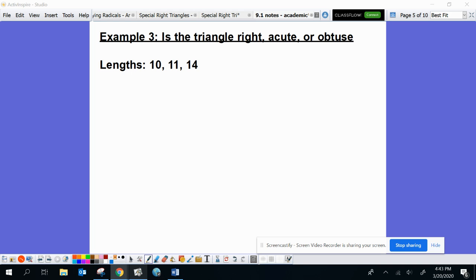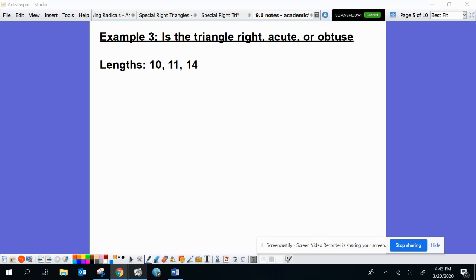Section 9.1, lesson video part 3. This is the final part, and in this part we're going to take a look at determining whether or not a triangle is going to be a right triangle, acute, or obtuse just based on its side length. So here we have a triangle with 10, 11, and 14.